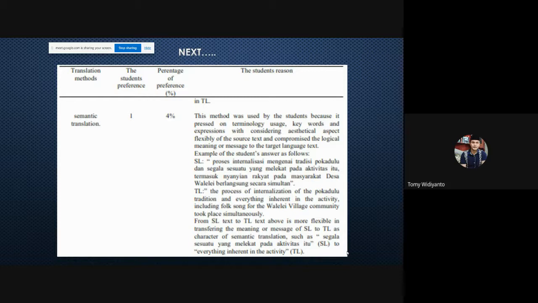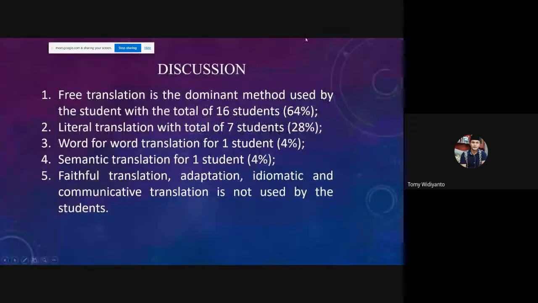So the source language text to the target language text above is more flexible in transferring the meaning or message of SL to TL, as a characteristic of semantic translation, such as segala sesuatu yang melekat pada aktivitas itu to everything inherent in the activity, like that. Okay, go on please, Ms. Litani.